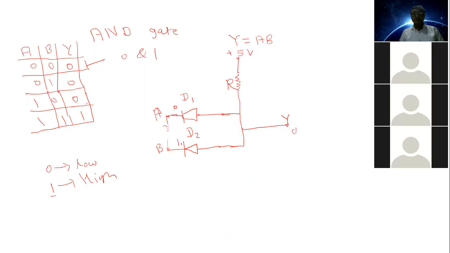That is here. This is 1. And here we are giving plus 5 volt. Right. Now let us tell me, what happens to D1? D1 is on. Right, D1 is on. D2? On.